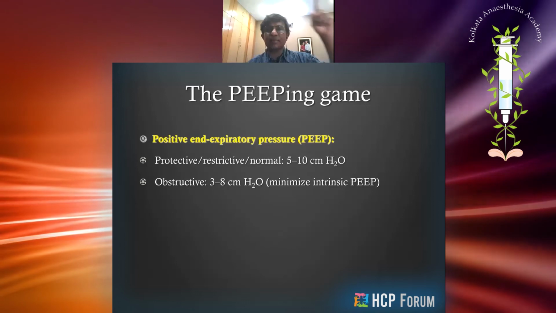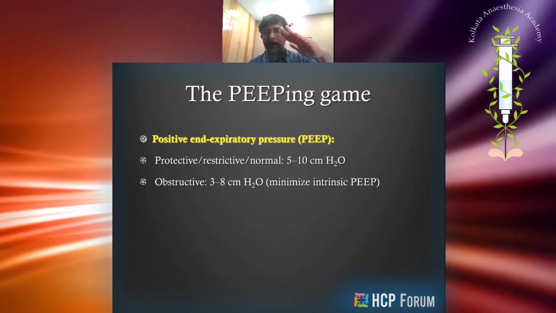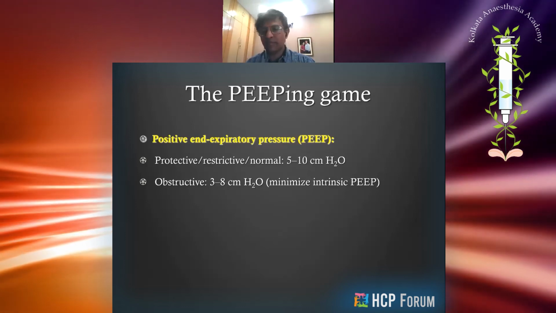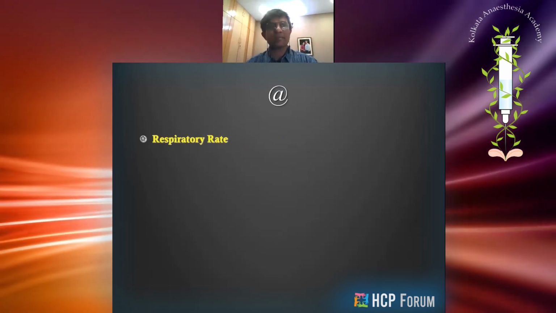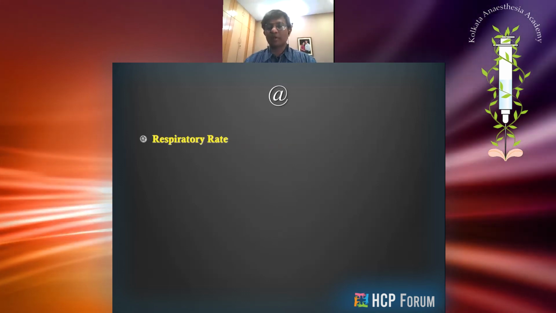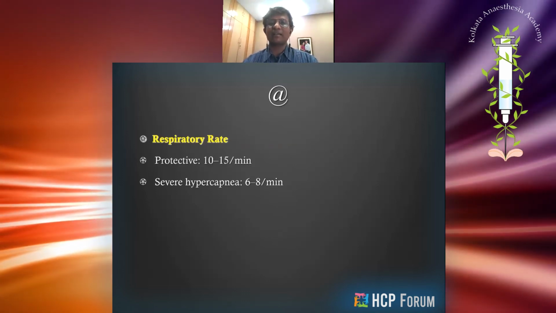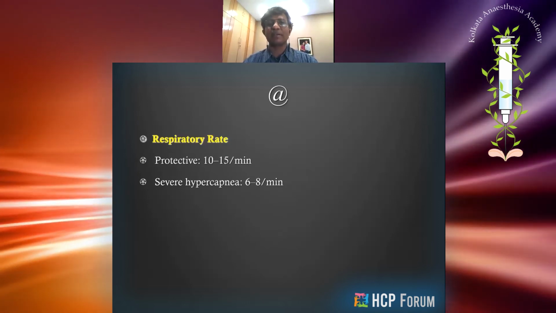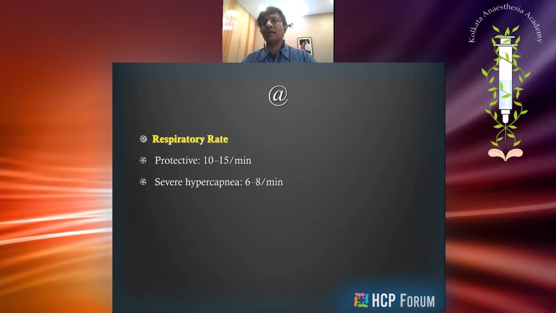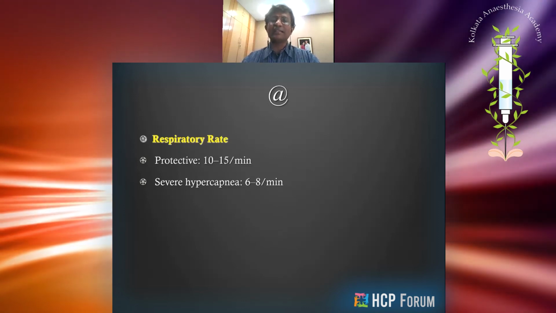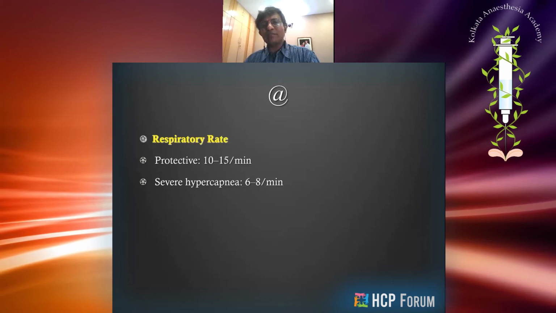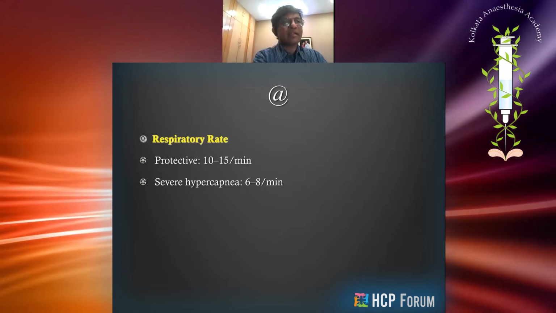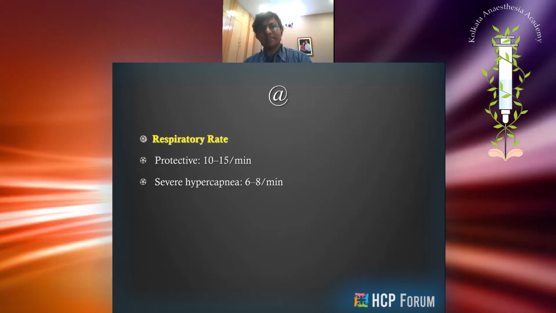So if you have the ability to look at the pressure volume loop, and if you can look at the inflection point, then you may use PEEP to that extent. What should be your respiratory rate? Again, the classic example is the same. The respiratory rate is 10 to 12. And this is a little counterintuitive: what happens if there is severe hypercapnia? Do I increase the respiratory rate or decrease the respiratory rate?